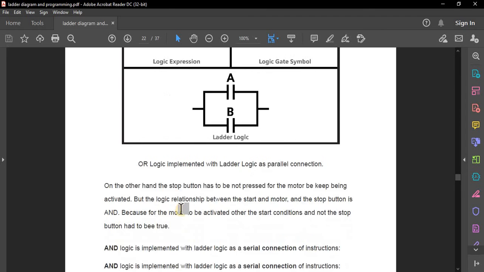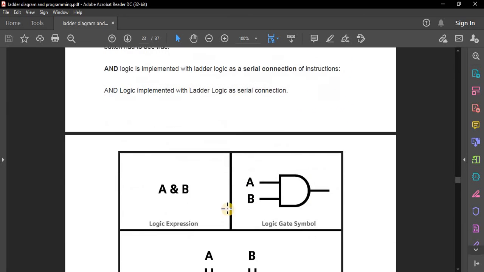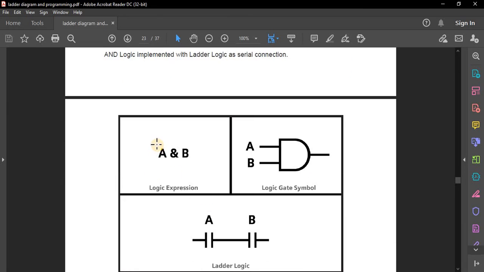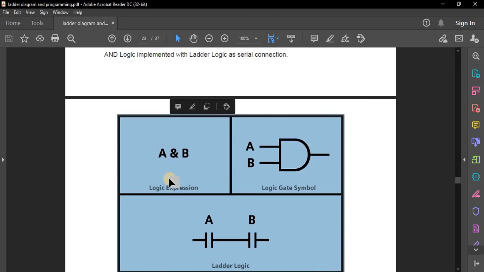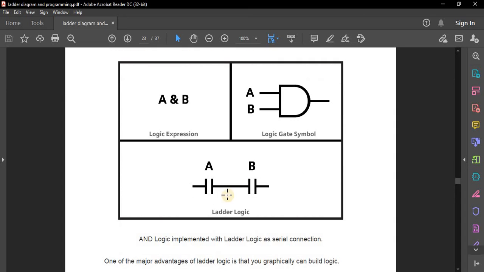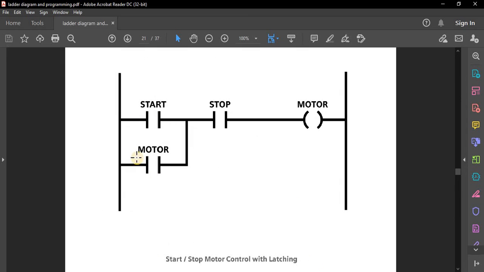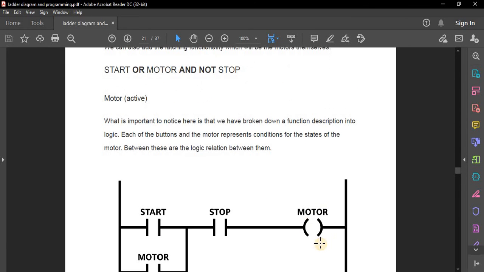You can see here that AND logic is implemented in ladder logic as a serial connection of instructions. This is the logical expression for AND, A and B. This is the logic gate symbol for AND, and you can see here the ladder logic, which is a serial connection. So OR and then not stop.